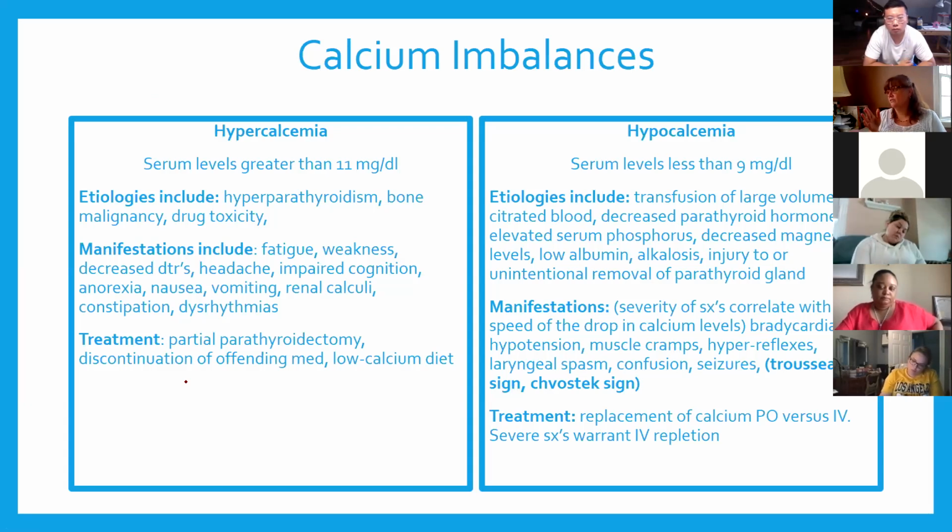When we see hypocalcemia, it could be after blood transfusion. Again, an issue with the parathyroid where the hormones are decreased. An elevated phosphorus. Phosphorus and calcium also are best friends. They like to travel together as well. So if we have elevated levels of phosphorus, we're probably going to see a lower calcium, okay, as well as magnesium, low albumin, alkalosis, etc.